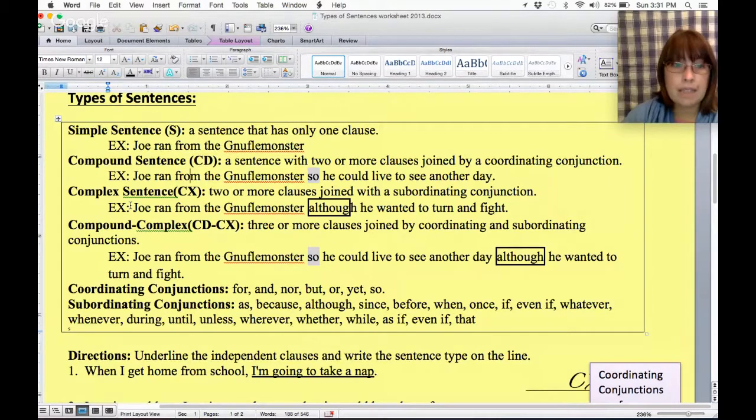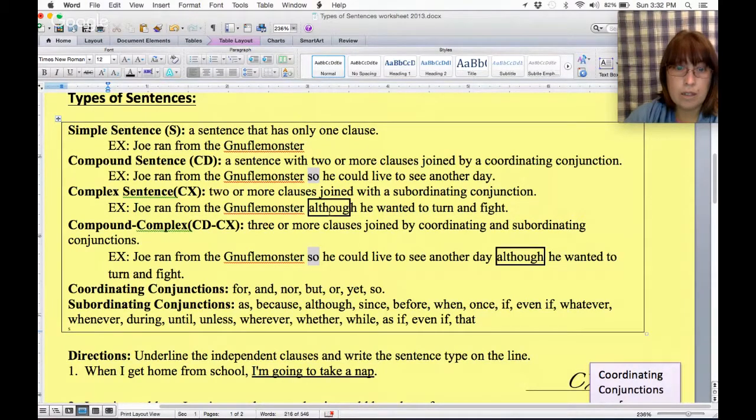A complex sentence is 2 or more clauses joined with a subordinating conjunction. So for example, Joe ran from the Newfoundland monster, although he wanted to turn and fight. So here's our first thought. Joe ran from the Newfoundland monster. That is a complete clause. That stands on its own. And then here's our other one. He wanted to turn and fight.